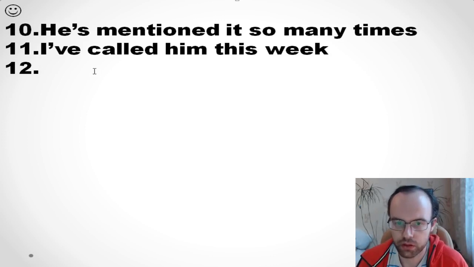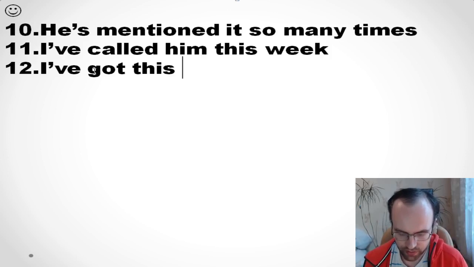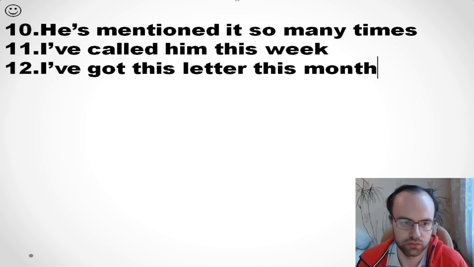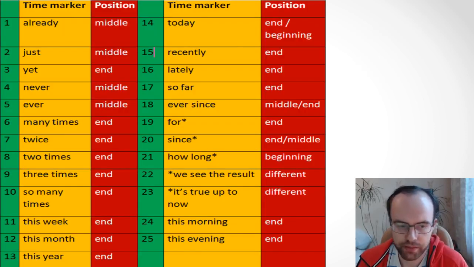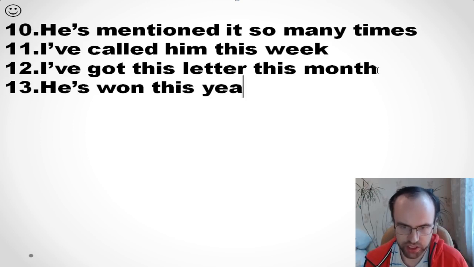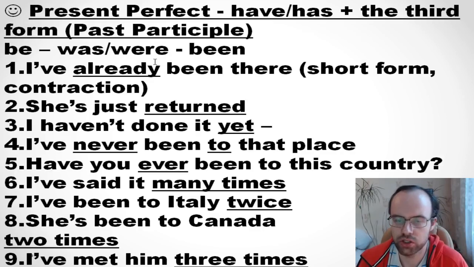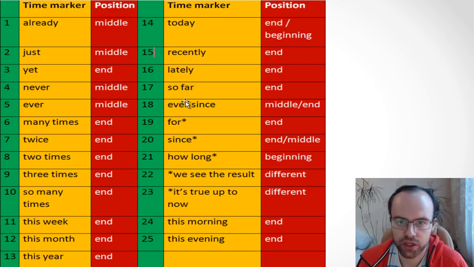For example, I can say that I've got this letter this month. I've got, or I've received, this letter this month. Next, this year. He's won this year. It means he has won this year. He's won this year. So you know that we use he, she, it with has, and I, we, you, they with have. Or they are short forms. He's won this year. Good.